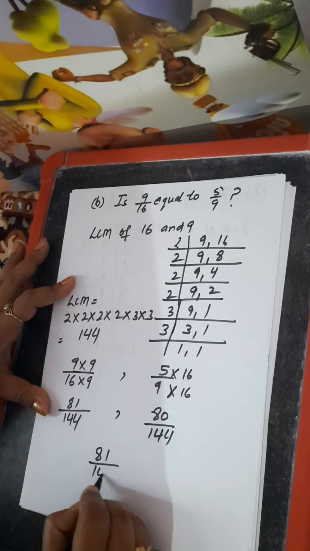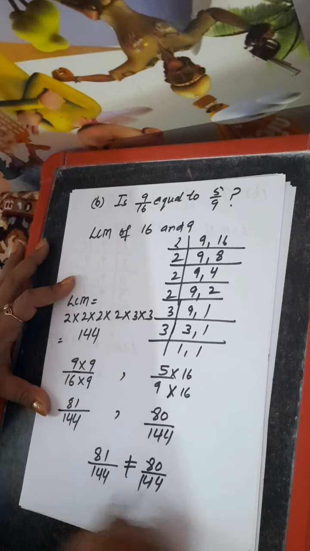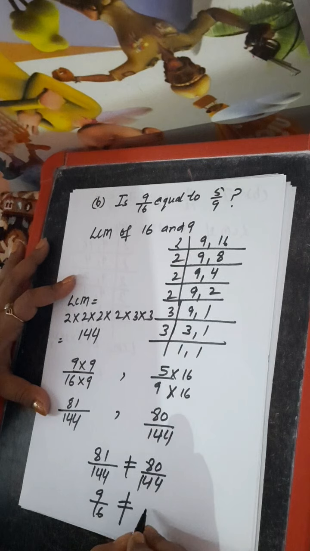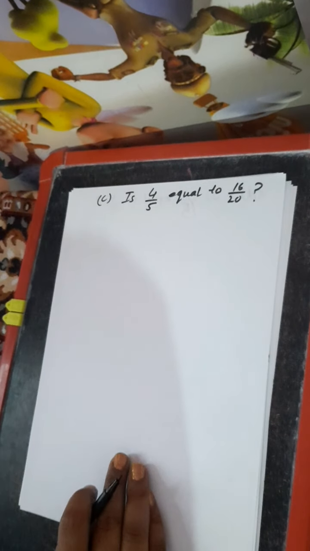In this also both are not equal fractions. So I will write that 9 upon 16 is not equal to 5 upon 9. So next we have the C part.